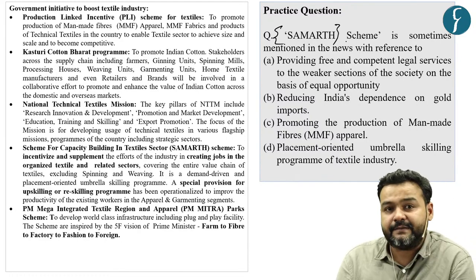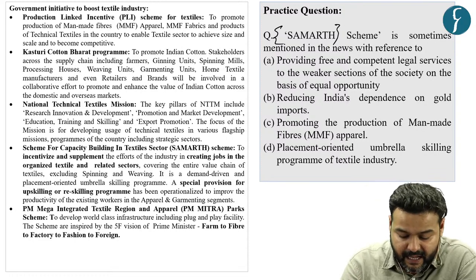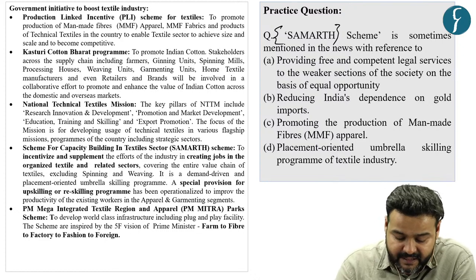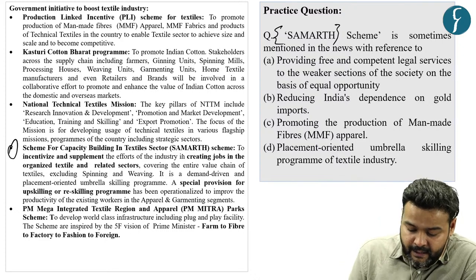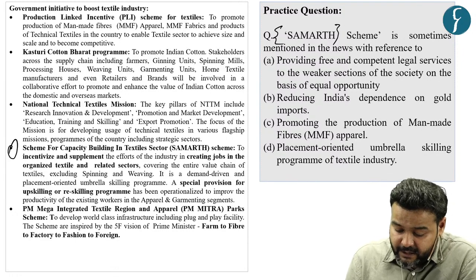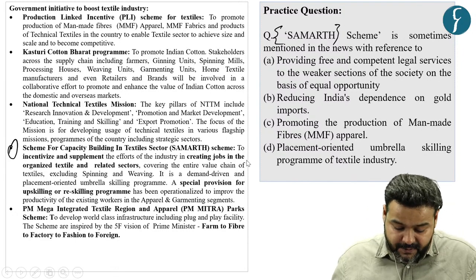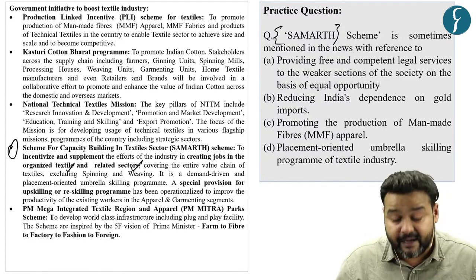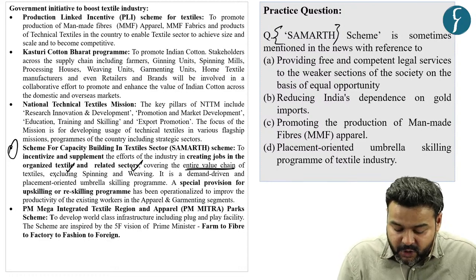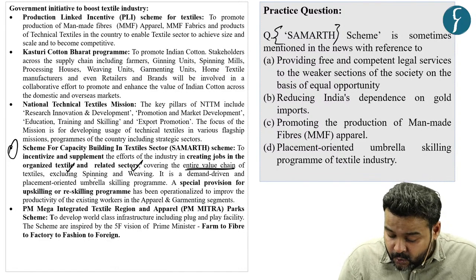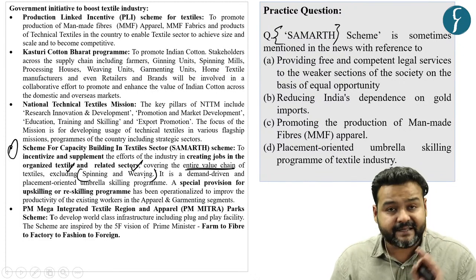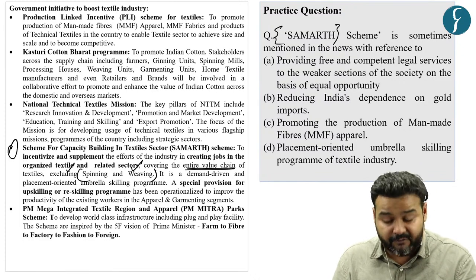Now, all the schemes that have been mentioned in this article are listed here and in your PDF also. Let us quickly cover the Samarth scheme. It is to incentivize and supplement the efforts of the industry in creating jobs in the organized textile and related sectors, covering the entire value chain of textile, excluding spinning and weaving. This is an important point. It excludes spinning and weaving.